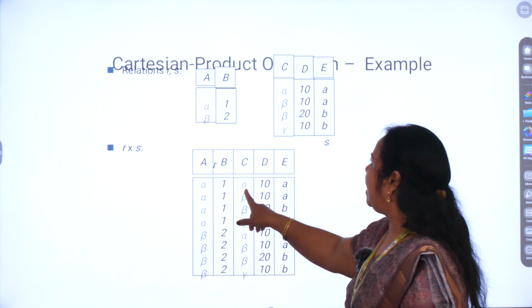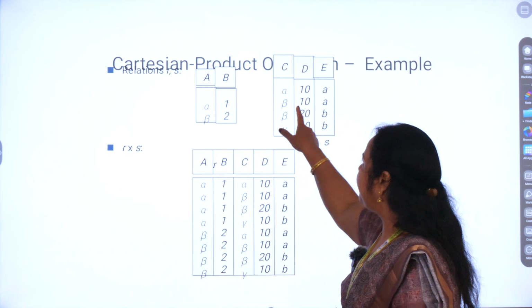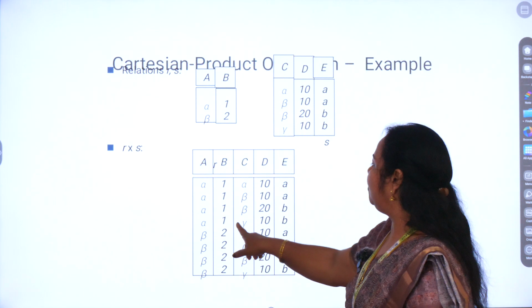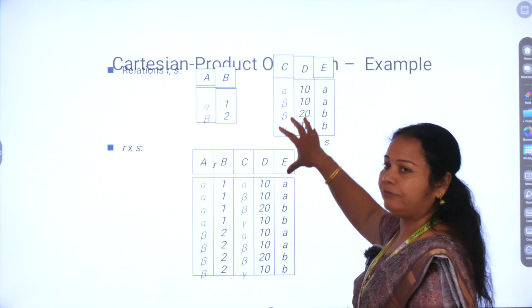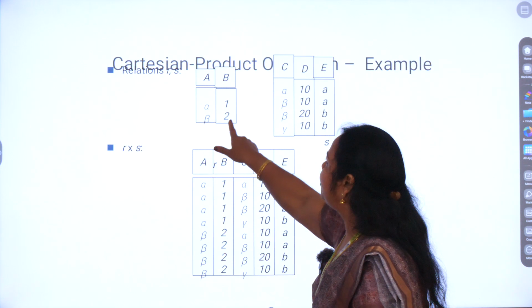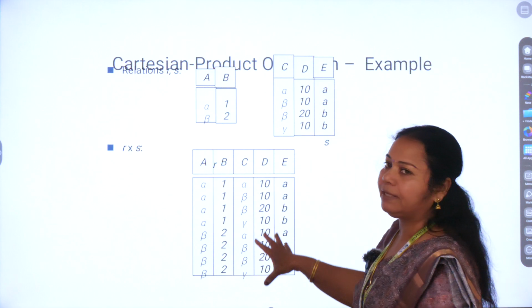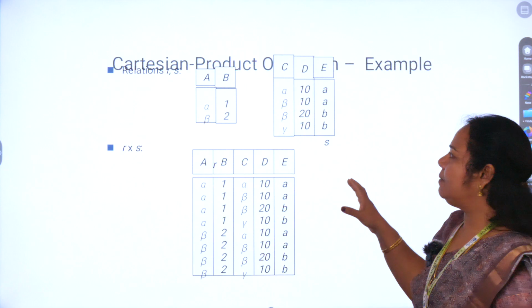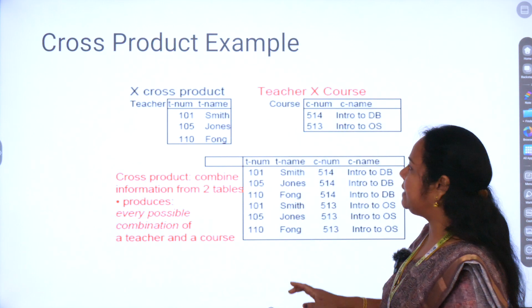Alpha 1 with alpha 10A, then alpha 1 with beta 10A, alpha 1 with beta 20B, alpha 1 with gamma 10B. That finishes the first step, and then we multiply B2 with all these elements. So we get 8 tuples. All possible combinations will come in the Cartesian product.